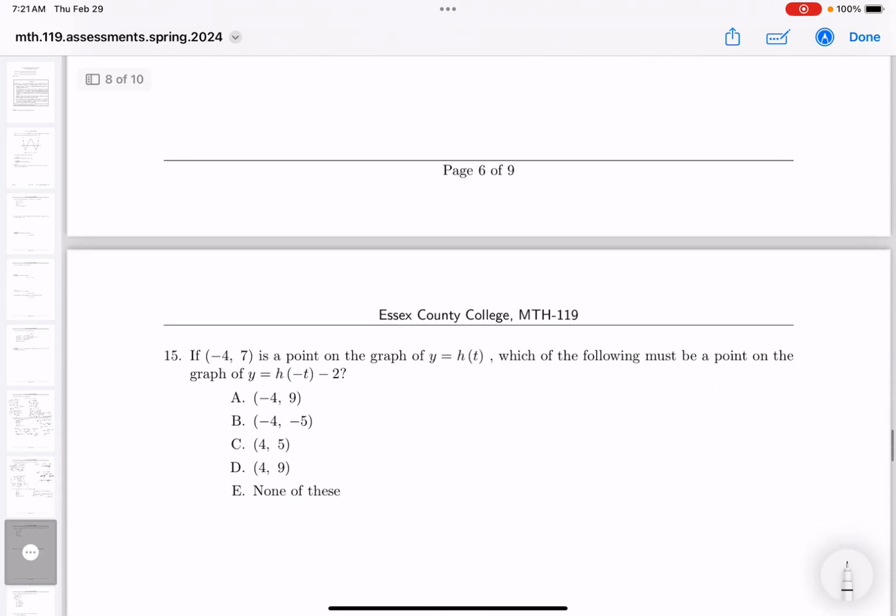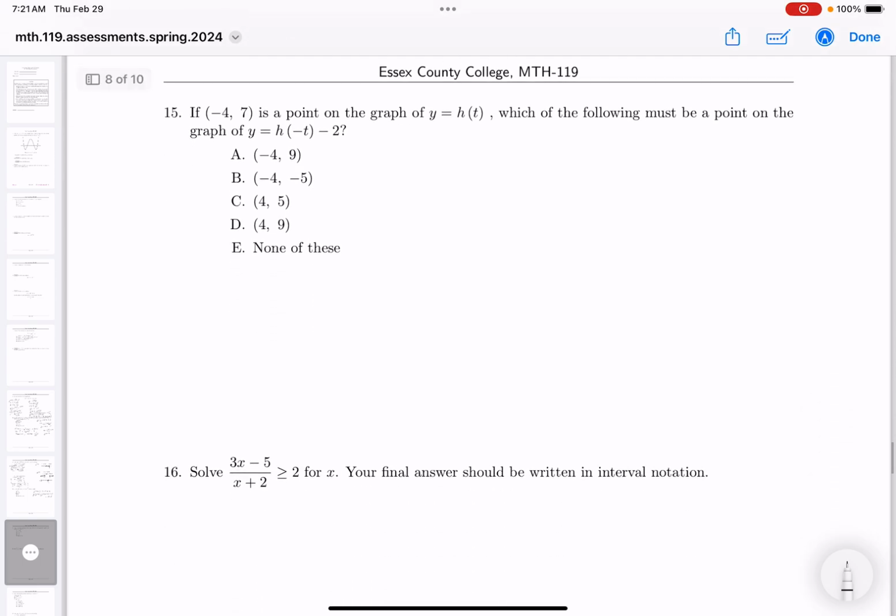And we're moving on to problem number 15 now. Now 15, again, reading it, it doesn't look that bad. It says if minus 4, 7 is a point in the graph of y equals h of t. Well, let me write this down over here. I know there's a point, and what I have over here is a t, and on this thing I have an h of t. And I got the point minus 4, 7. All right, so I read that. I understand the table for that.